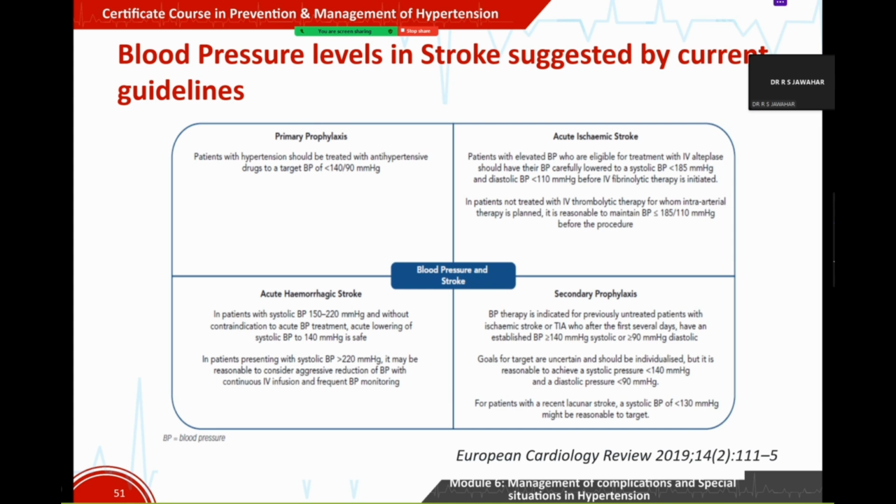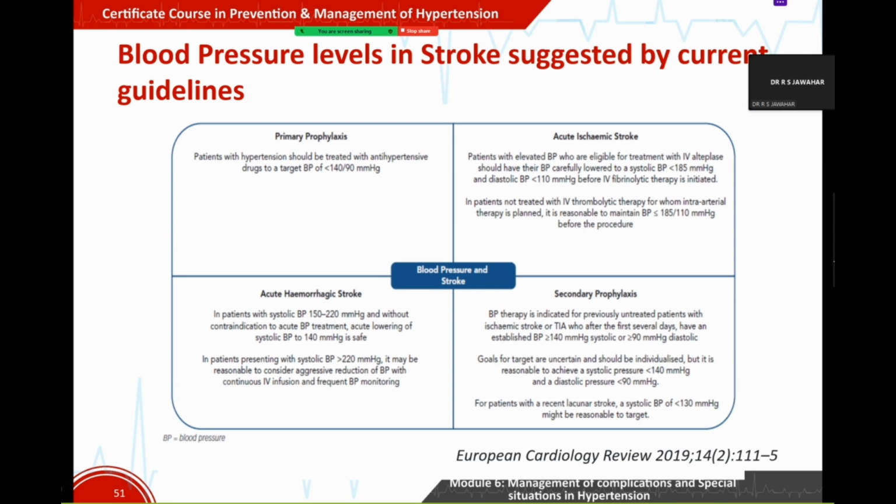So if the patient happens to be hypertensive, keep the blood pressure as close to the normal as possible to prevent further multi-organ damage. That is primary prophylaxis. What is secondary prophylaxis? Here the BP therapy is indicated for previously untreated patients with ischemic stroke or TIA who after the first several days have an established BP of more than 140 or the diastolic more than 90.